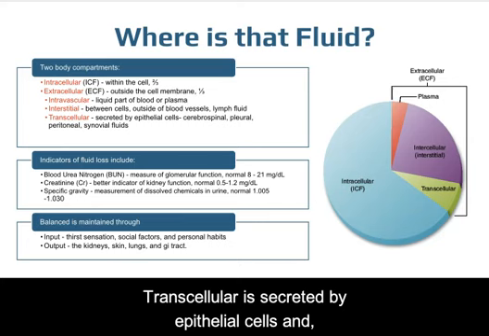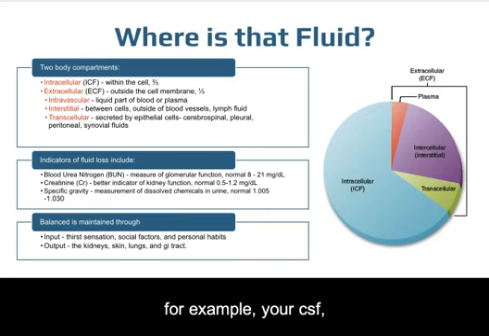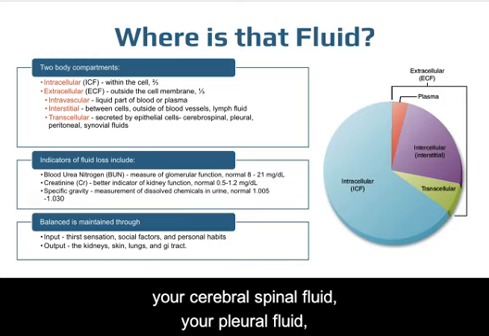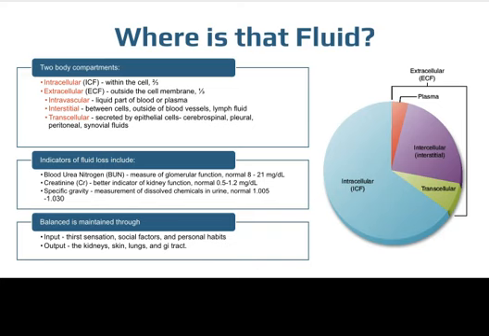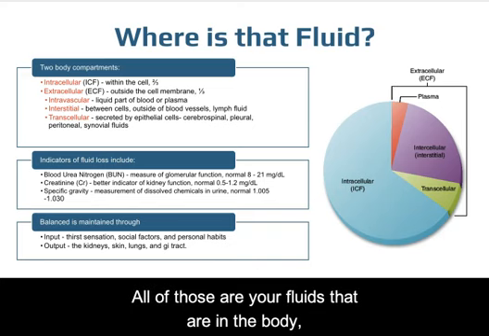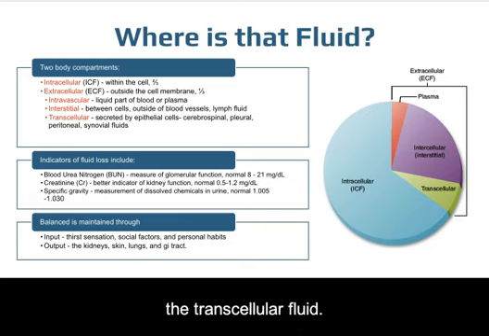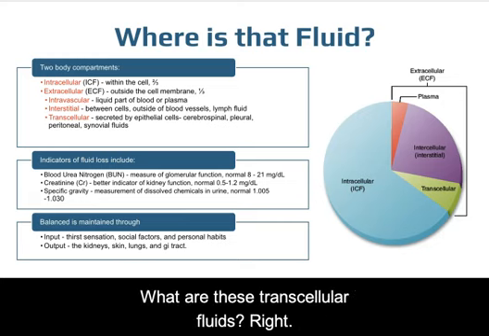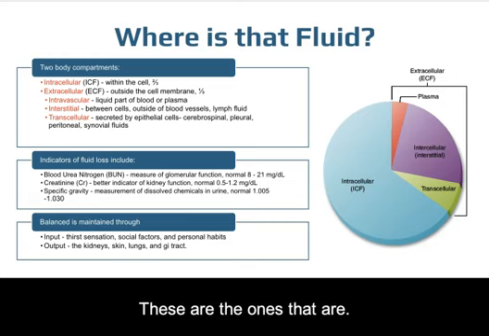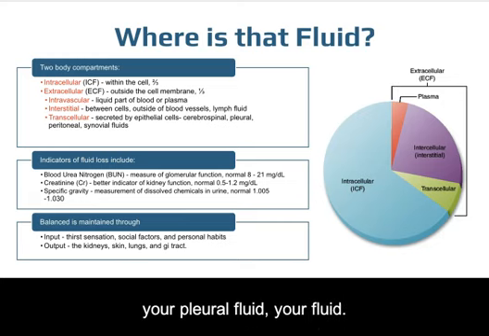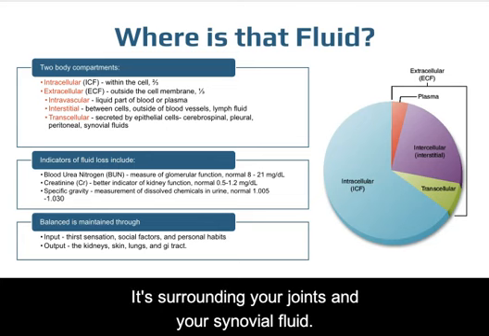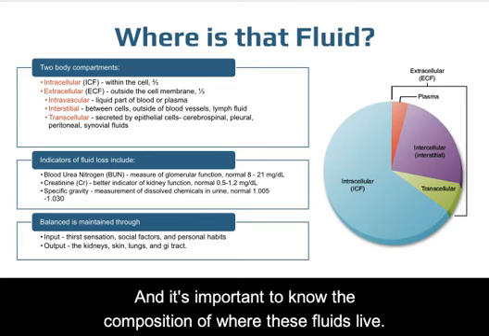Transcellular fluid is secreted by epithelial cells. For example, your CSF, your cerebrospinal fluid, your pleural fluid, your peritoneal fluid, your synovial fluids, all of those are fluids that are in the body. So what are these transcellular fluids? Like I mentioned, they're in your spine, your pleural fluid, your peritoneal fluid, surrounding your joints as synovial fluid. And it's important to know the composition of where these fluids live.